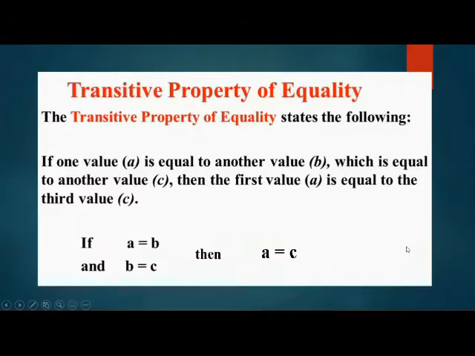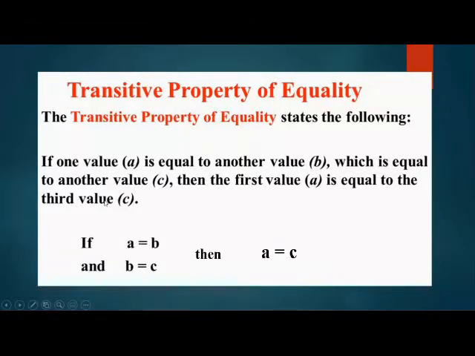Then, the transitive property of equality. What does it mean? The transitive property of equality states the following. If one value A is equal to another value B, which is equal to another value C, then the first value A is equal to the third value C.